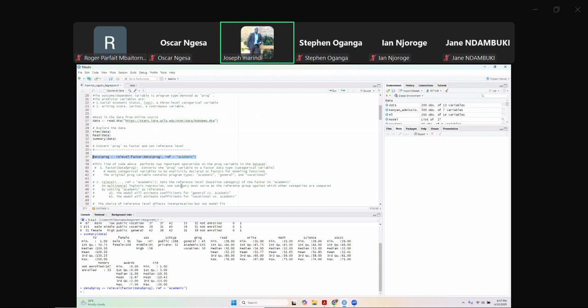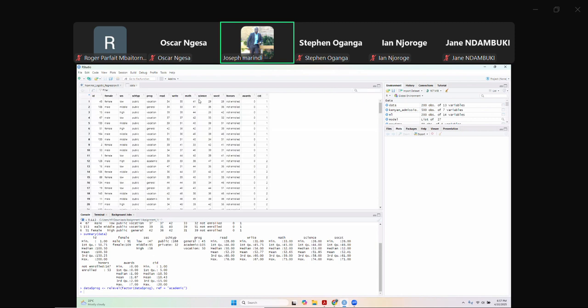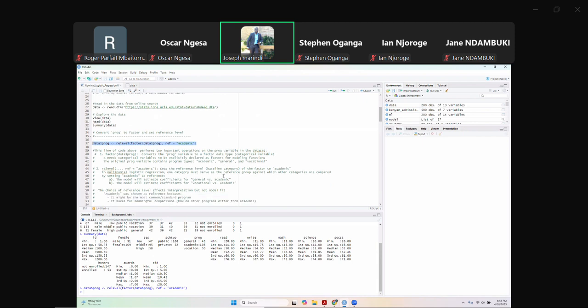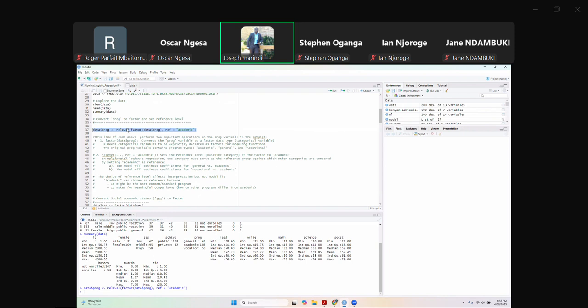functions. If you looked at the data, the original prog variable contains program types, which are academic. Here, if you can see prog, we have academic, vocation, and then general. So this is basically why we need to do this line, because R needs them to be explicitly declared as factors for modeling functions. And now the second part of this code sets the reference level, which is the baseline category for the factor, academic.